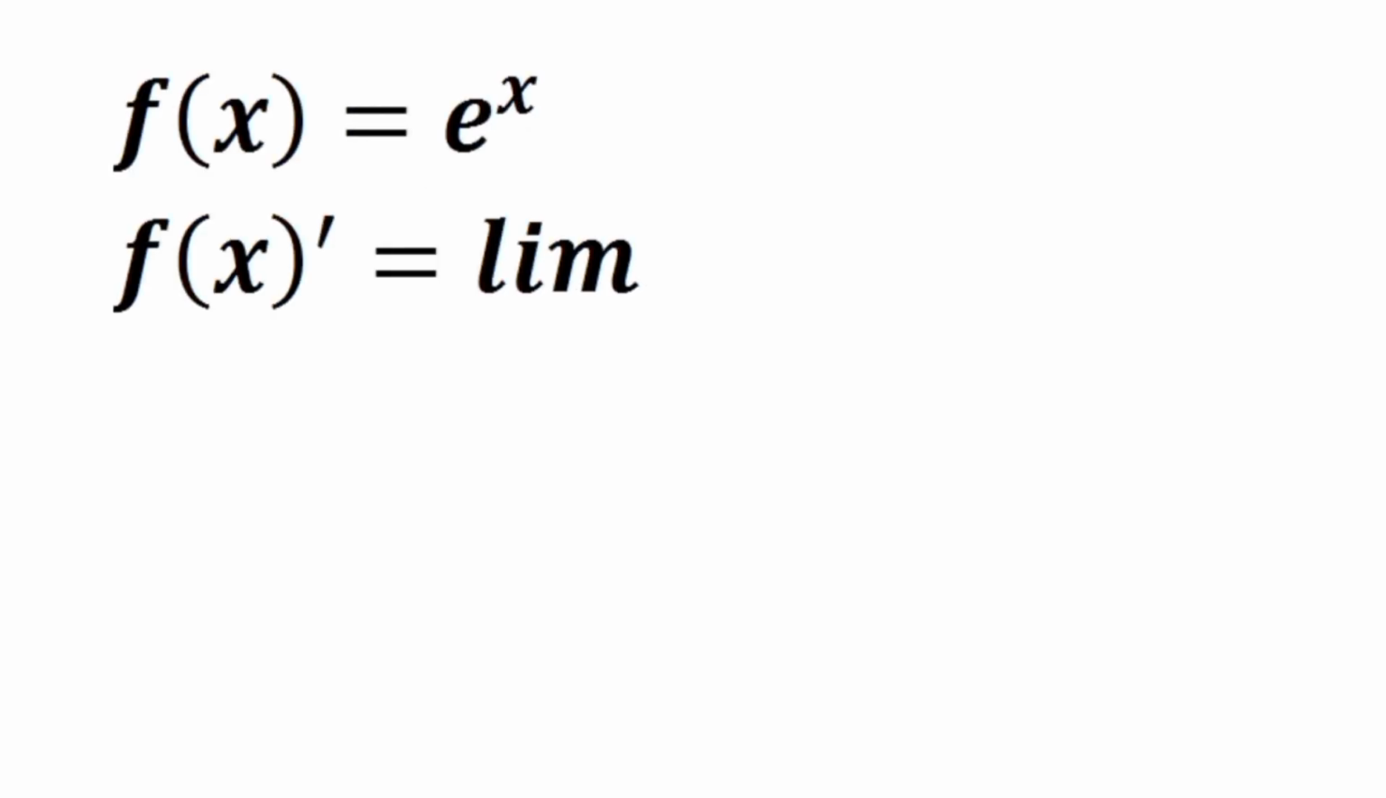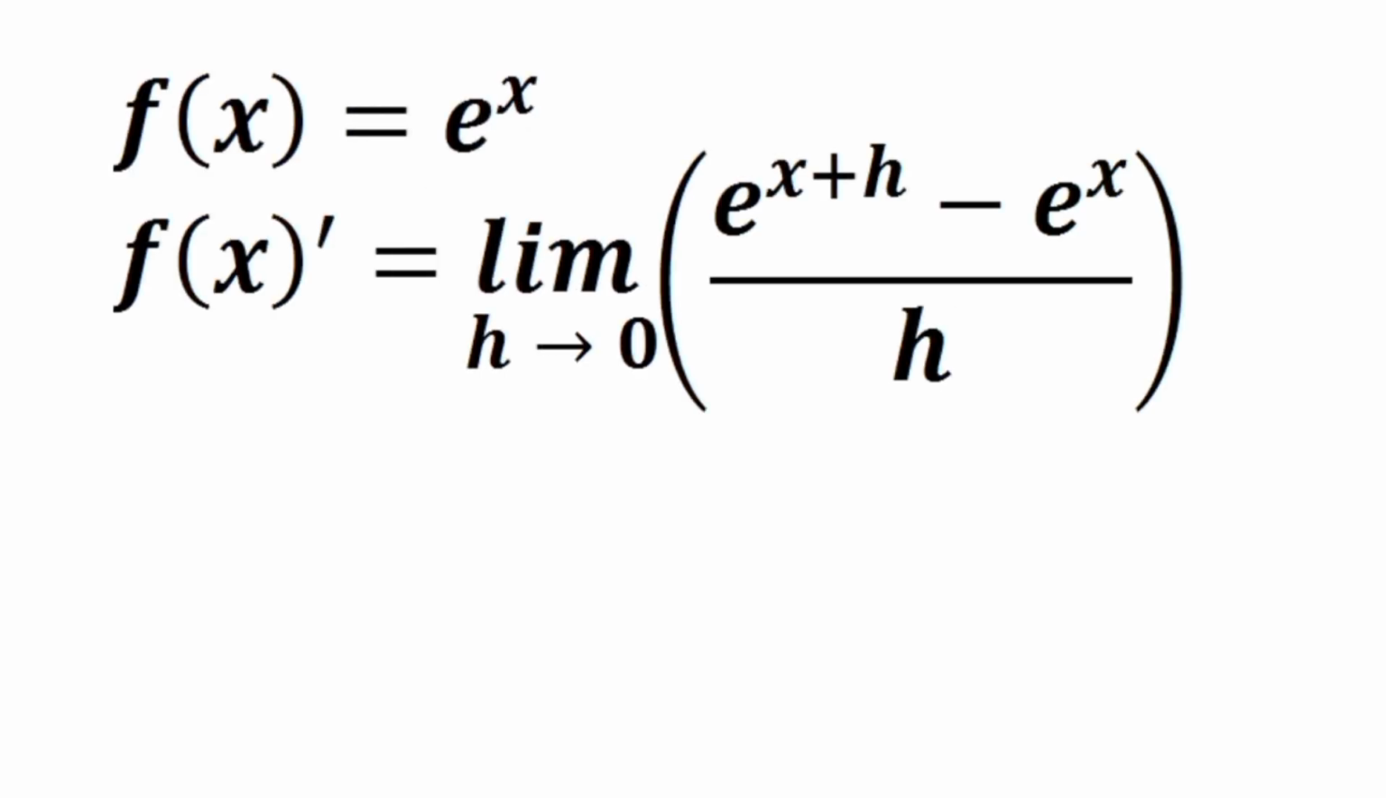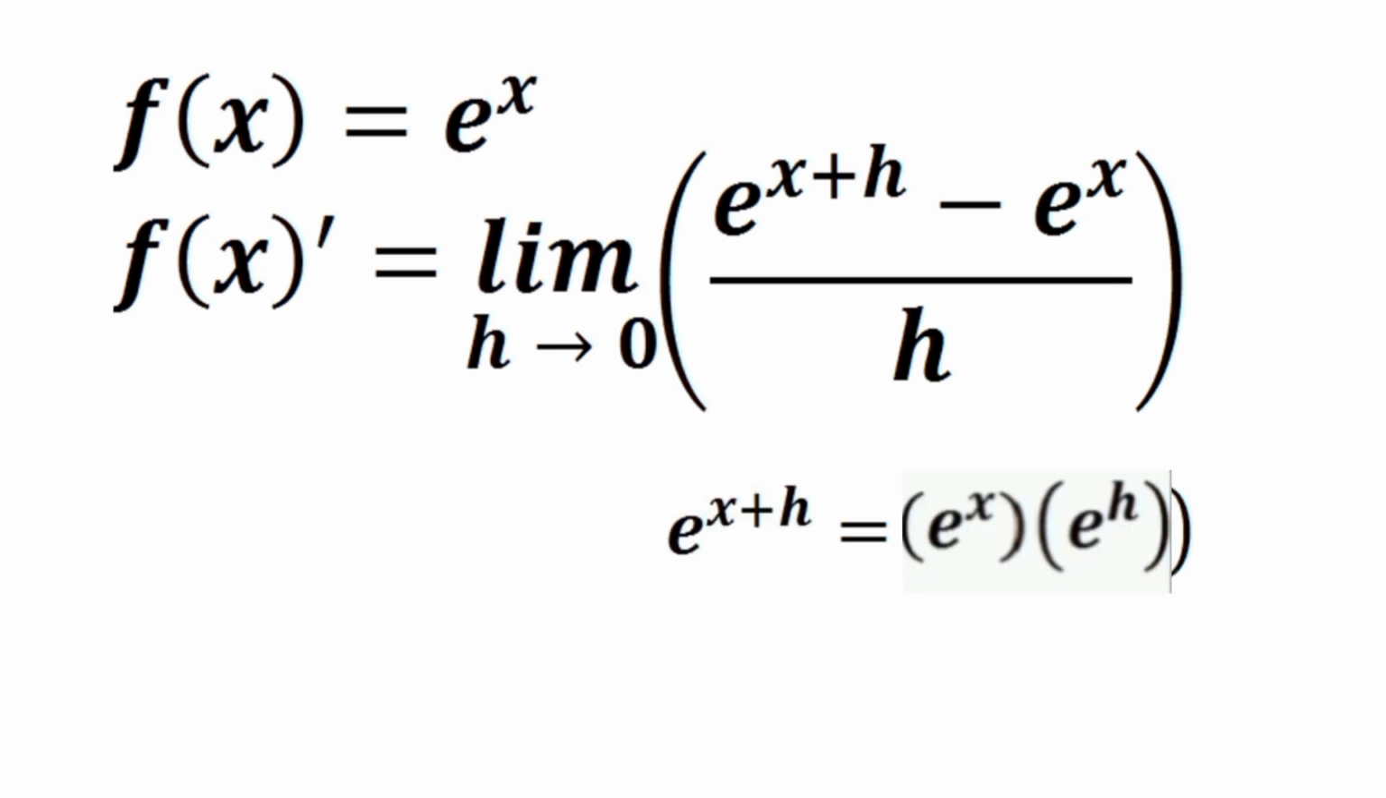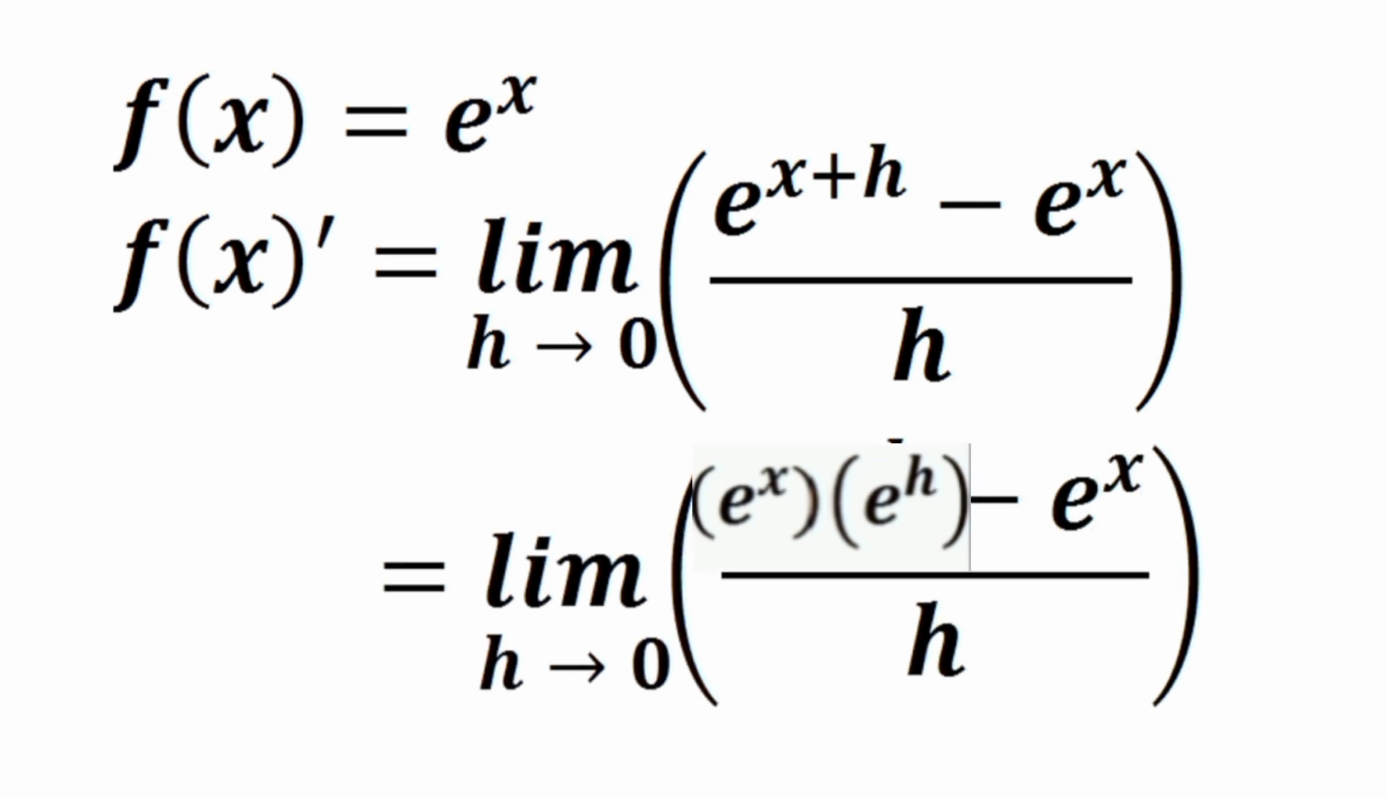From this, the derivative of e to the power x is equal to the limit of h as h approaches 0 of e to the power x plus h minus e to the power x all over h. Notice that from the laws of exponents, e to the power x plus h is equal to e to the power x times e to the power h. Substitute this to the e to the power x plus h.